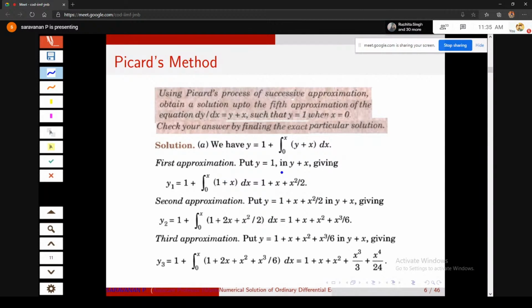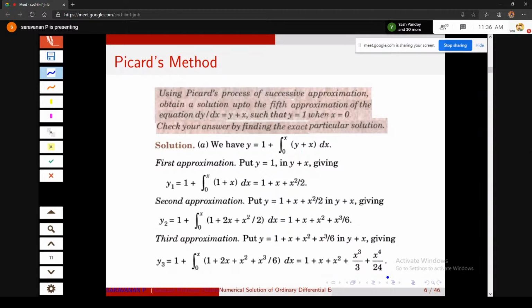Then the second approximation, what do you do? The same thing. In place of y, you substitute y1. y1 is this. Here x is there plus x, so it will become 2x. Then integrate this again, so you will get the answer. Then for the third approximation, in place of y, you substitute this y2. So you'll get 1 plus x square plus x cube by 6 plus x, that is 1 plus 2x plus x square plus x cube by 6. Integrate it, substitute the limits, you'll get the third approximation.